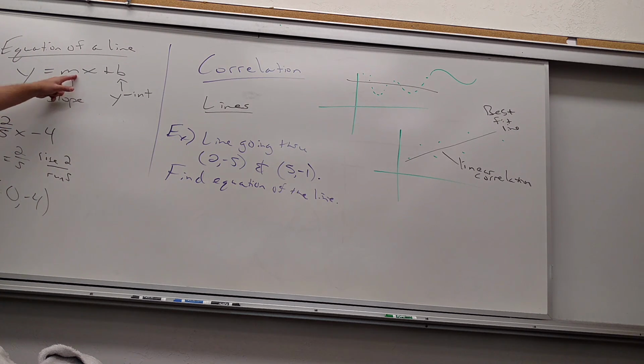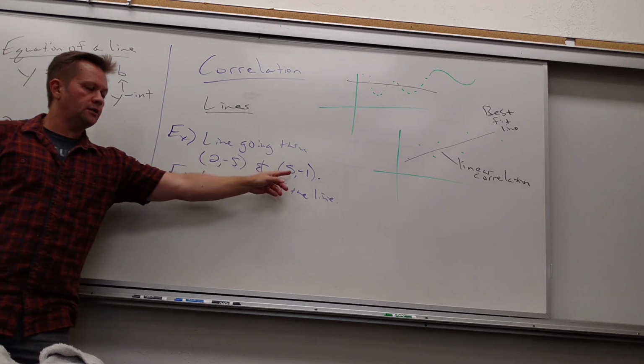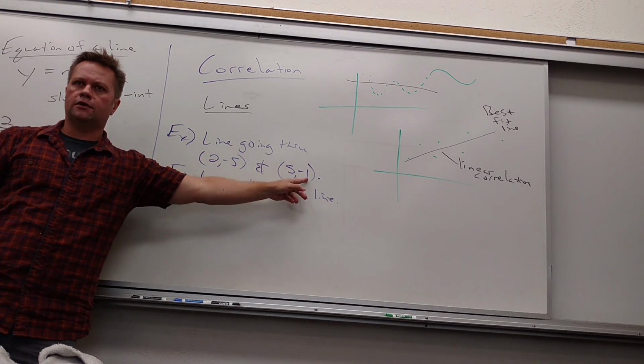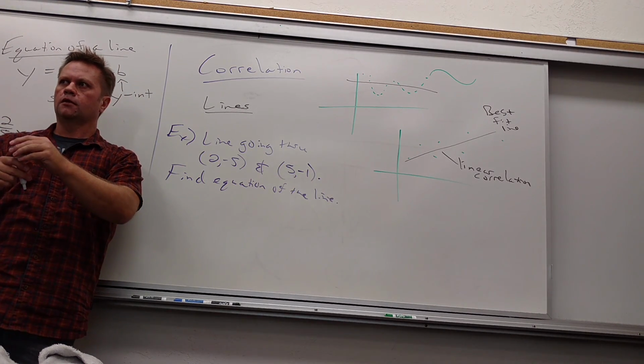Why does this equation not help me? What can I calculate from those 2 points that will be good for this equation? Slope. I need the slope for this. But what can I not get from those points? The y-intercept. Yeah, they didn't give me the y-intercept. There's no (0, something), so I don't know what the y-intercept is.